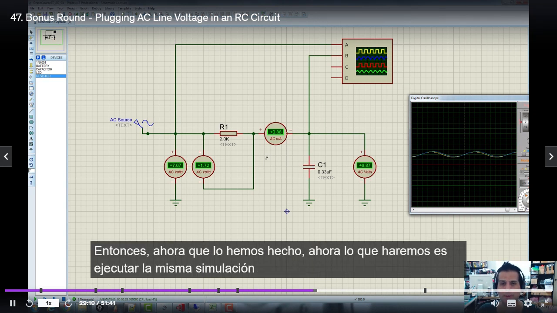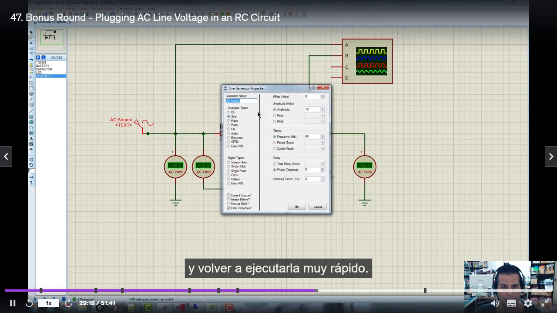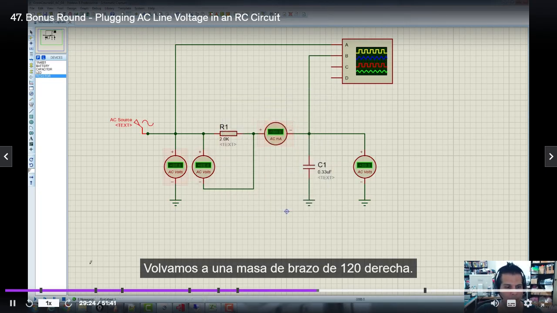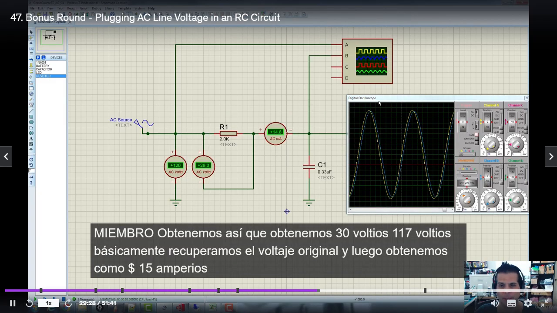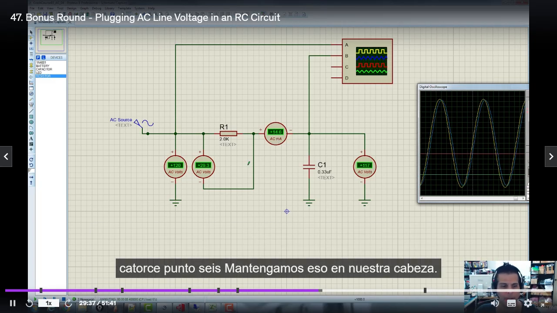All right, so now that we've done that, what we're going to do is run the same simulation again real quick. Let's put it back up to an RMS of 120. All right, let's go ahead and run the simulation. All right, remember, we get 30 volts, 117 volts. We basically get back the original voltage, and then we got like 15 milliamps, 14.6. Let's keep that in our head.